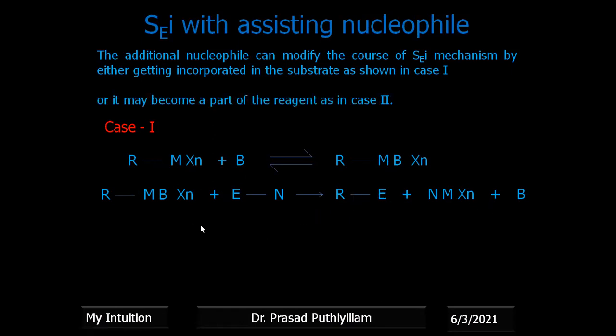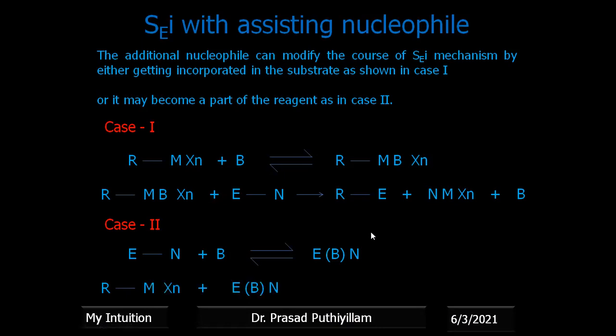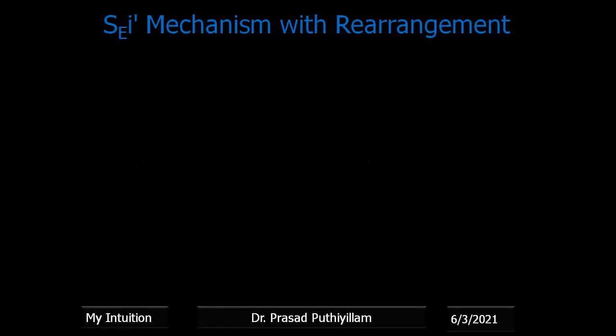That is case 1. In case 2, the assisting nucleophile becomes a part of the reagent. So in the first one we saw that it becomes part of the substrate. In case 2, it becomes part of the reagent. The reagent is En. It further combines with B, then gives a stage in which B forms a part of that reagent. Then it attacks the substrate to give the final substituted product and the byproducts. Okay, so that is assisted by an extra nucleophile.